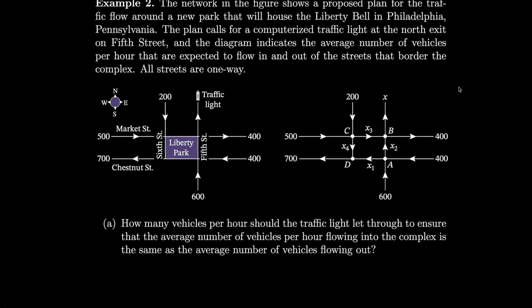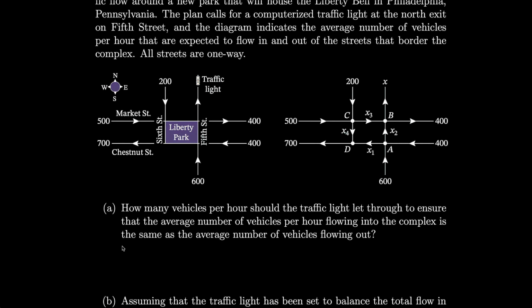Okay, let's see. Flowing in, how about we write what that is? It looks like we've got 500, looks like we've got 400, 600, and 200 flowing in. So that's 500 plus 400 plus 600 plus 200 equals 1700 flowing in. All we did was just see that the arrow is pointing in for each of these.